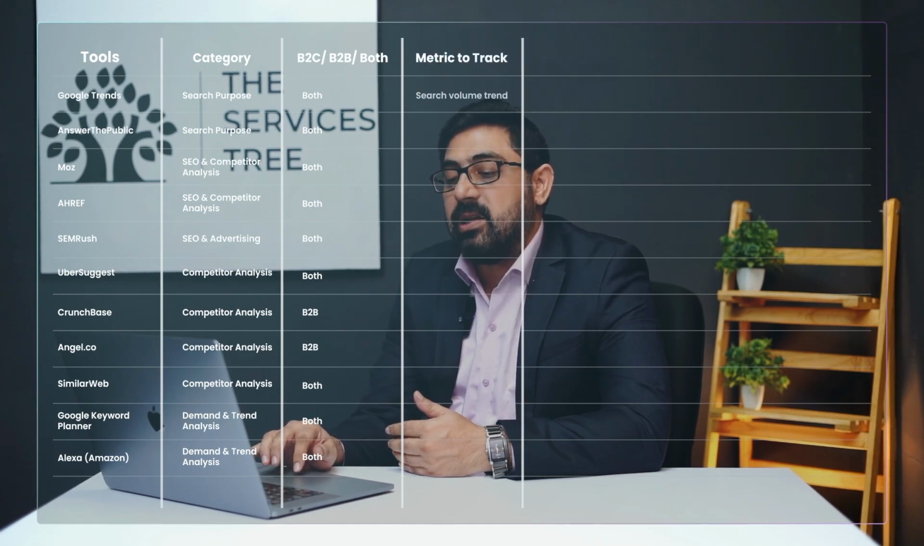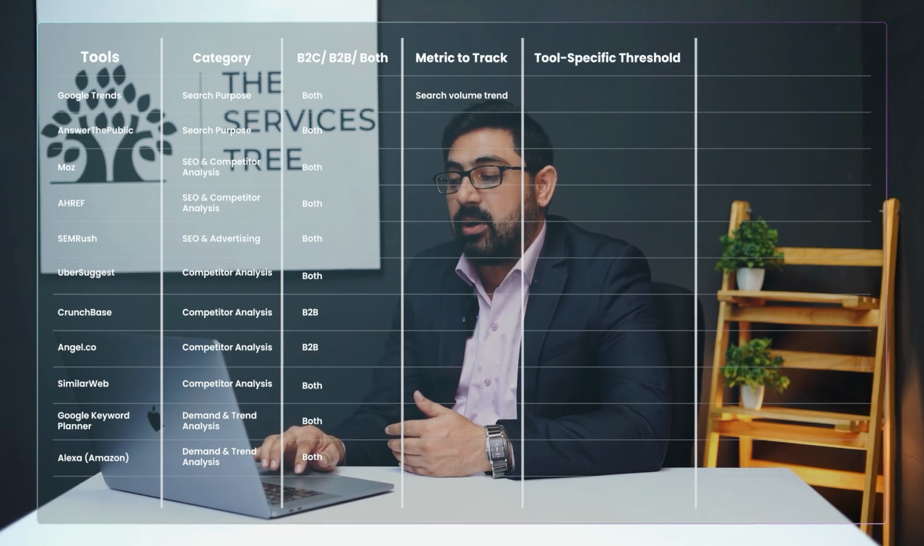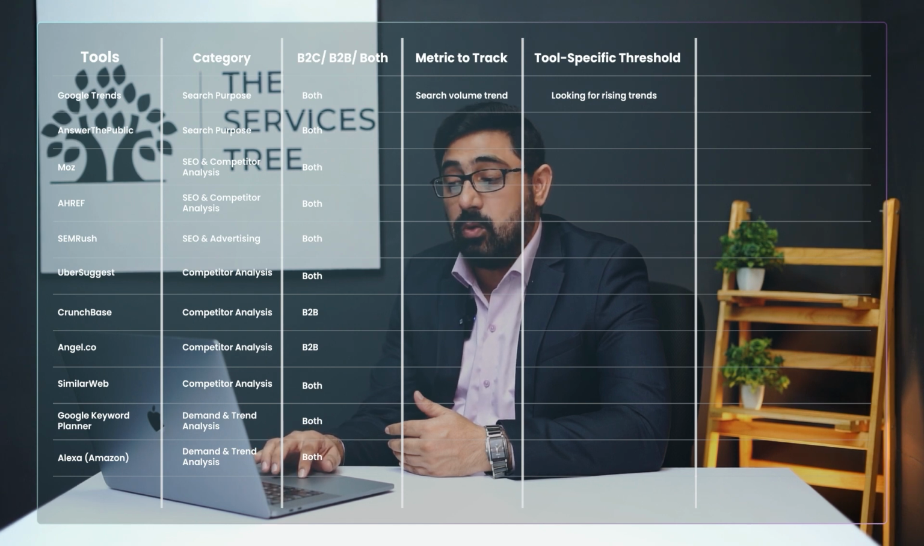So each type of tool gives you leverage for your selected segments. For instance, there could be B2C markets or B2B markets or both of them. So most of the tools entertain both types of audiences. But some of them are highly specialized in providing you the insights of the market in a B2B pattern. And then you can also talk about the metrics to track. For instance, for Google Trends, if you are trying to see search volume trends and you are looking for rising trends, this is better for you.